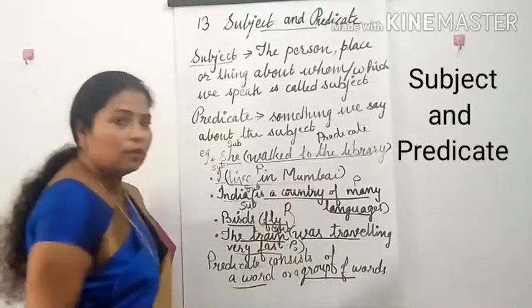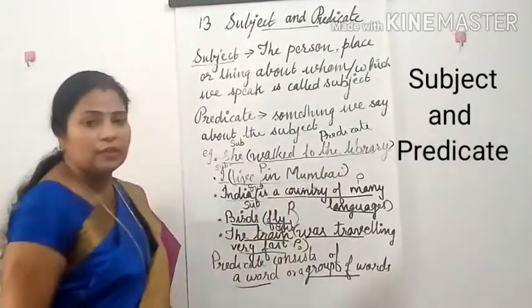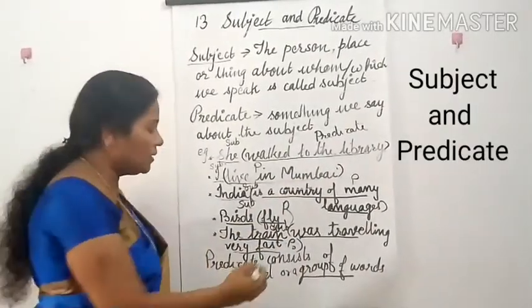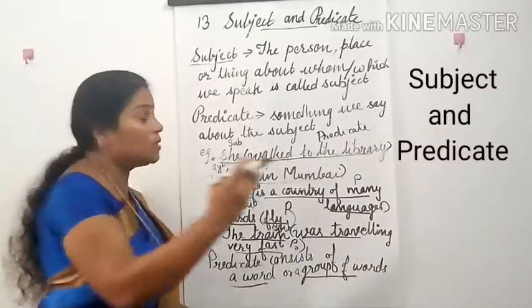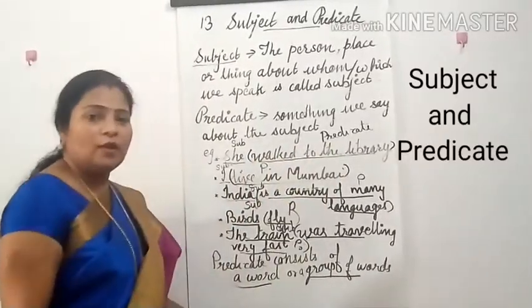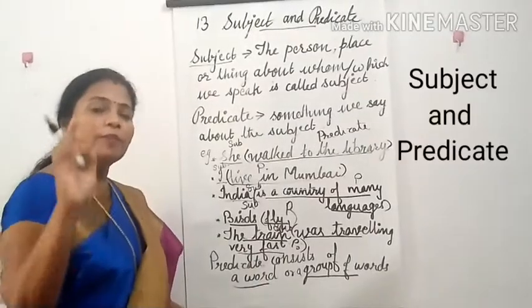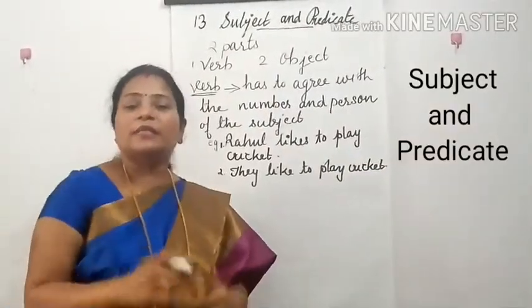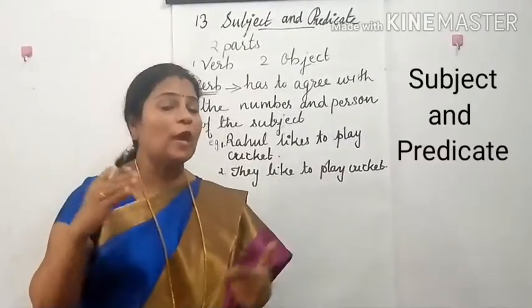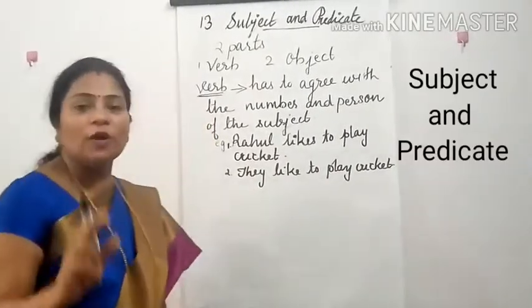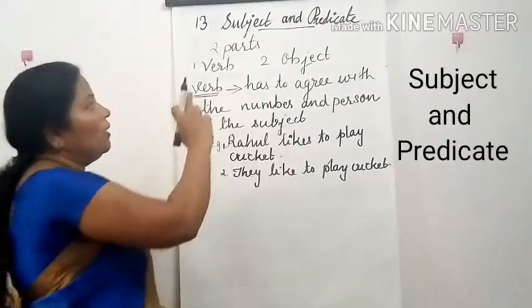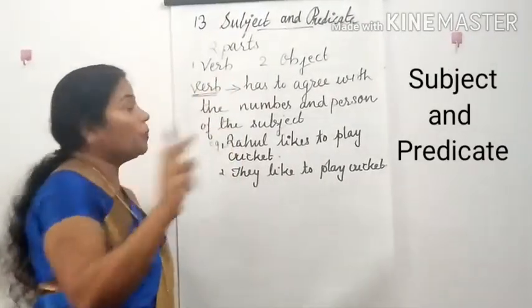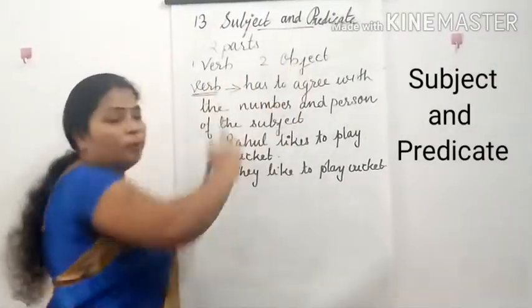In the rest of the sentences or examples, you can see that there is a group of words, the predicate. So a predicate can be a word or it can be a group of words. Next thing about the predicate is that it may have two parts, that is verb and object.